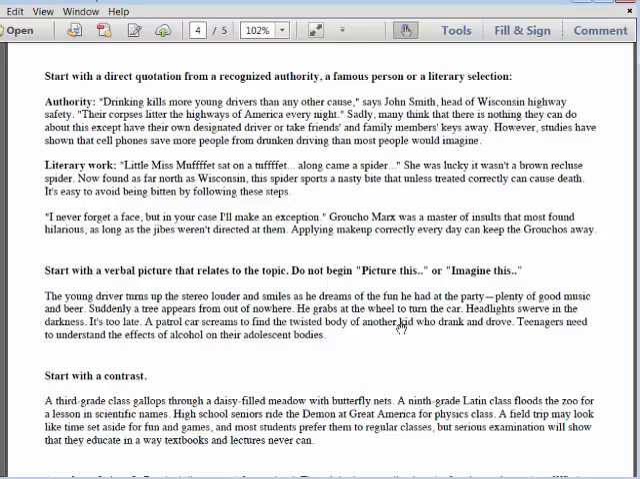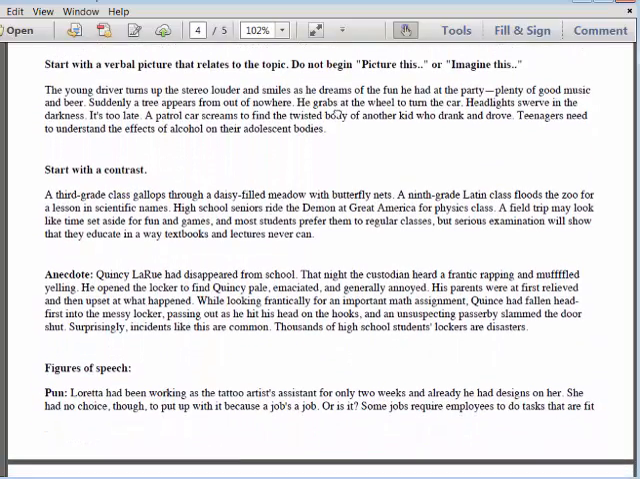Groucho Marx was a master of insults that most found hilarious, as long as the jibes were not directed at them. Applying makeup correctly every day can keep the Grouchos away. Okay, so those are just some fun ways to start an essay. You can also start with a verbal picture that relates to the topic. Try not to use "picture this" or "imagine this," because that takes the fun out of it.